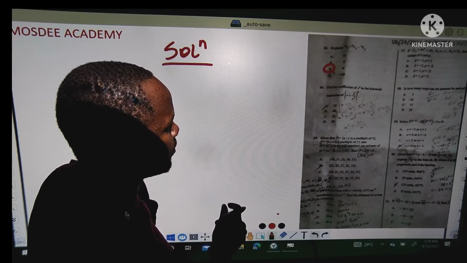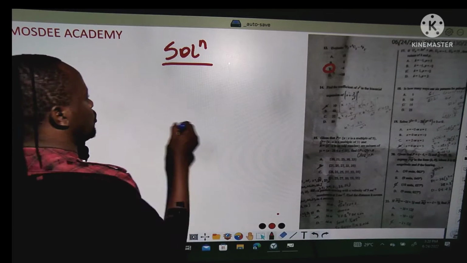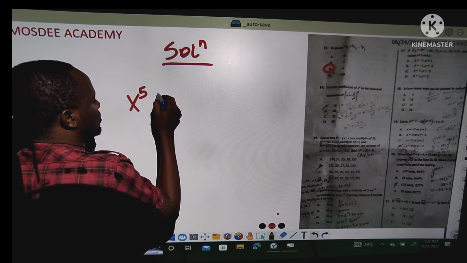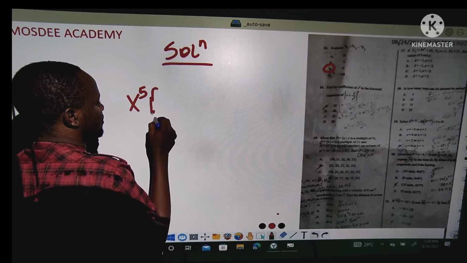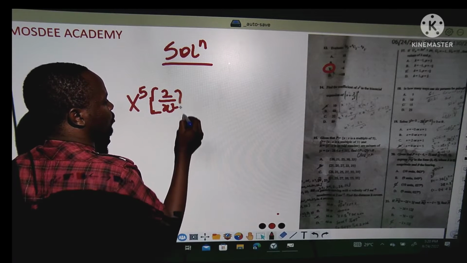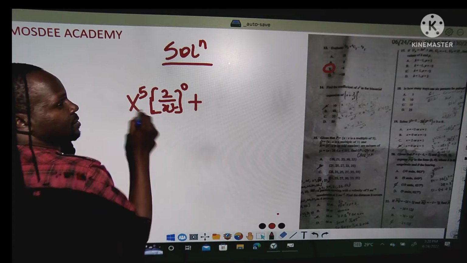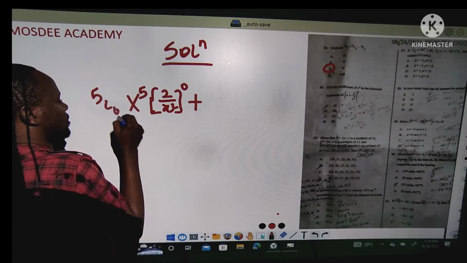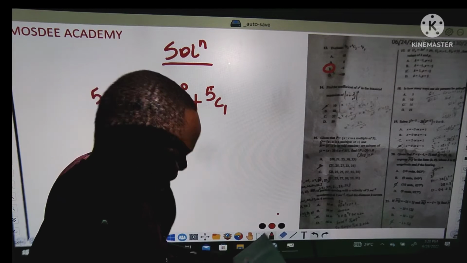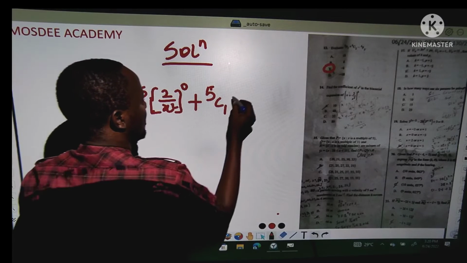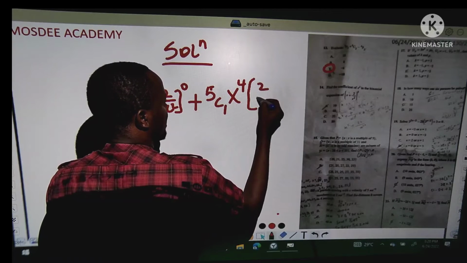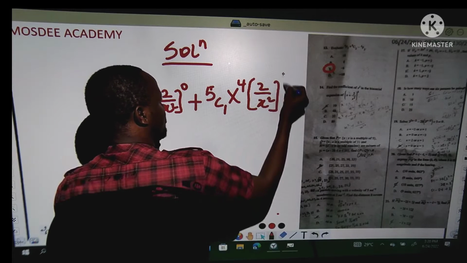Okay, if I want to show you, normally you start with x raised to power 5, then you have 2 over x squared raised to power 0. I just want to show you something. And it's a plus, this is 5 combination 0, don't forget that. When it is 5 combination 1, you are going to have x raised to power 4, and you are going to have 2 over x squared raised to power 1, for you guys to understand.